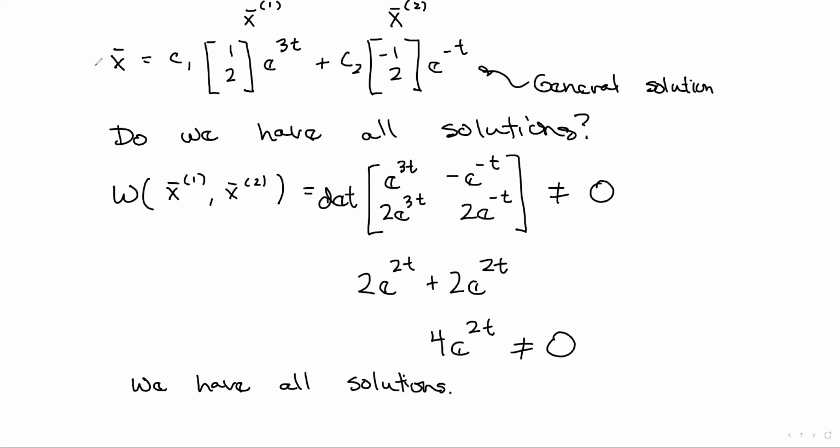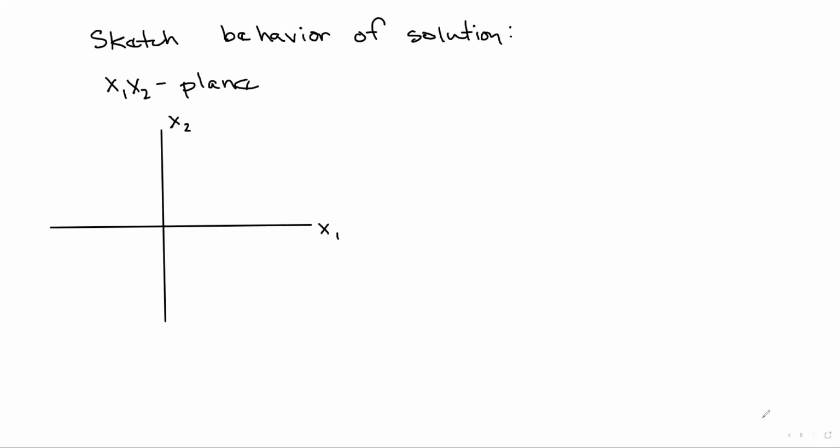Well, if you take your solution vector here and write it out, what does it look like if you break it up? It's x1 and x2. The top component is x1 and the bottom component is x2. And so we can go through and find x1 and x2 and use that information to figure out how to do a sketch. All right, so how do we do that?